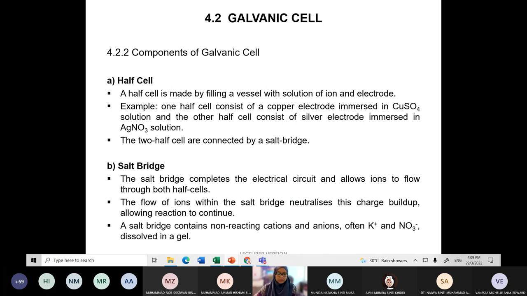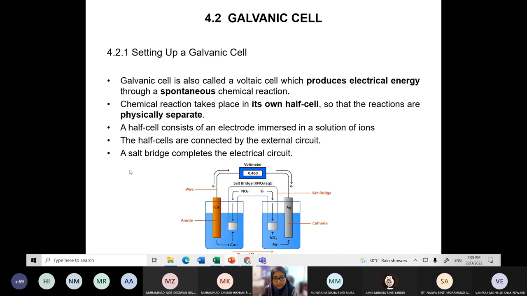Okay, this is the detailed description for the galvanic cell. Here, this part is what we call a half cell, and this is also a half cell. So we have two half cells. One half cell is where the oxidation takes place. The other half cell is where the reduction takes place.